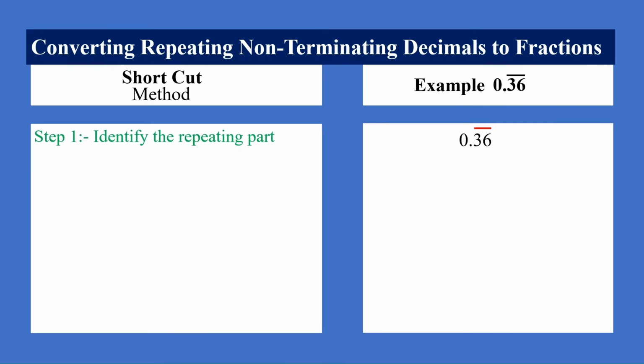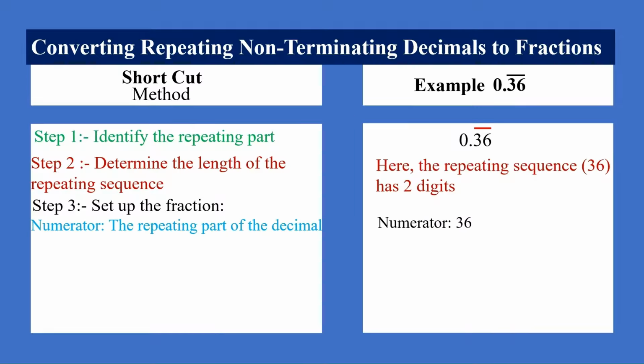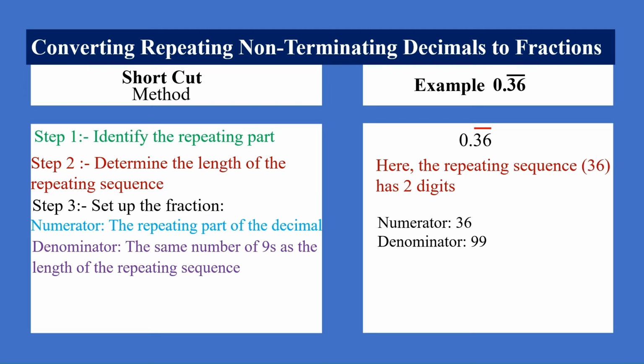Now here the first step is you have to identify the repeating part as before, and 36 is the repeating part. And in step 2, determine the length of the repeating decimal. Repeating decimal is 36 and it has 2 digits. So in step 3, you have to set up a fraction. The numerator is the repeating part of the decimal, that is 36. The denominator is the same number of 9s as the length of the repeating sequence, and that is 99. And therefore your fraction is going to be 36 by 99.